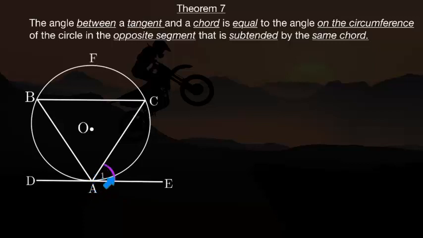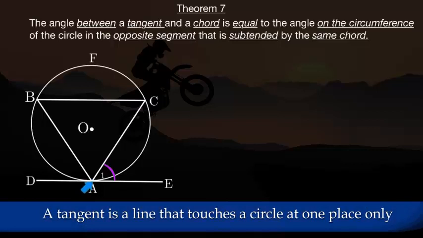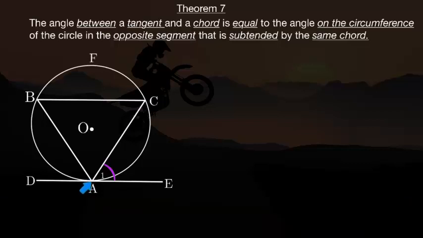That's the angle that is formed between this tangent. Now, first of all, what is a tangent? A tangent is a straight line that is drawn that touches a circle only at one place. And that spot is now point A. Okay, so DAE is a tangent because it touches the circle only at point A.